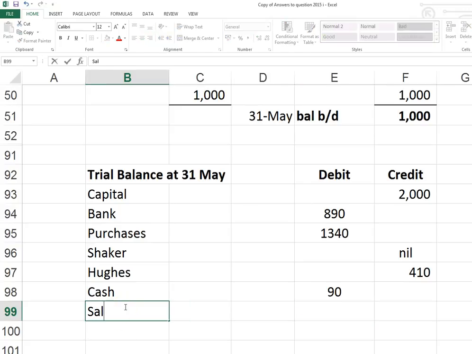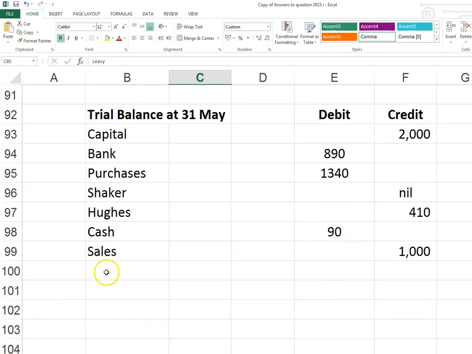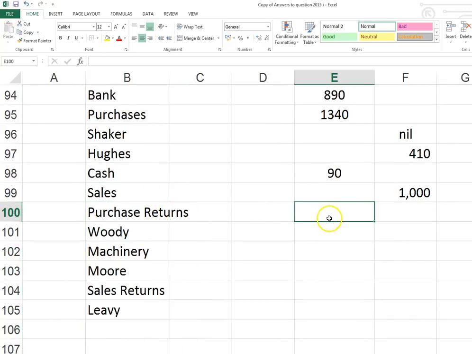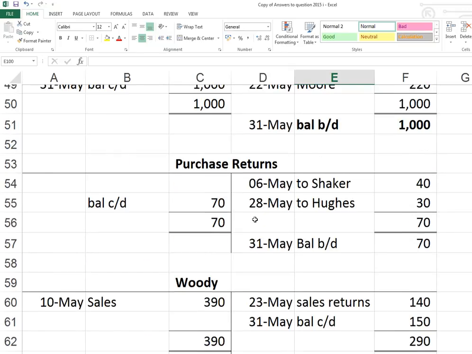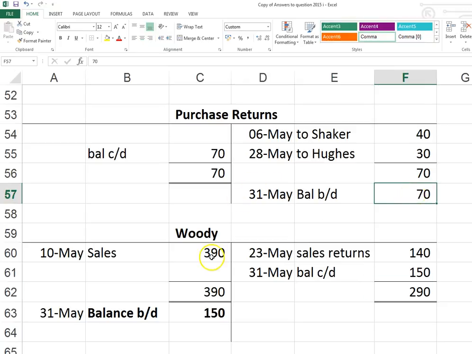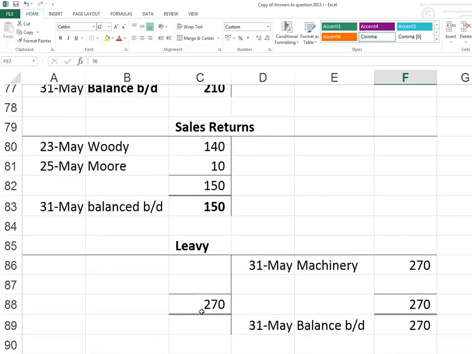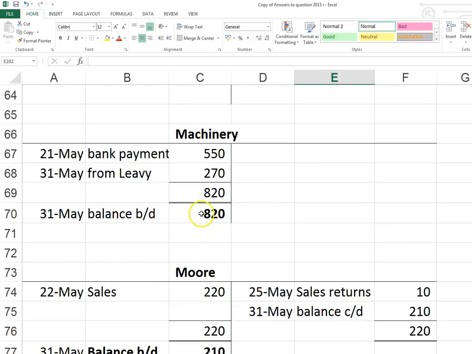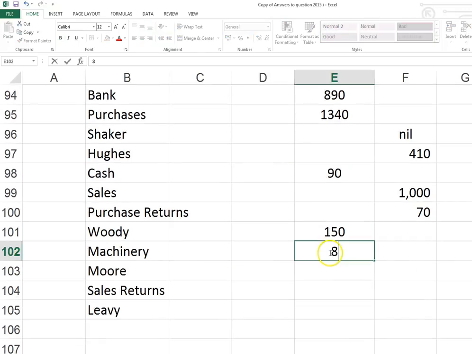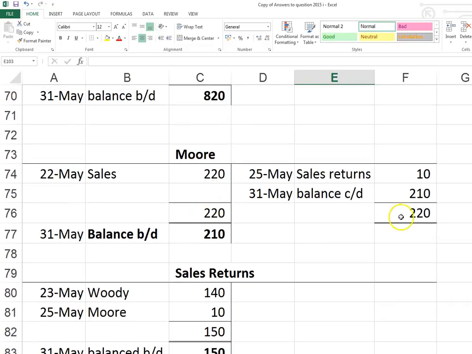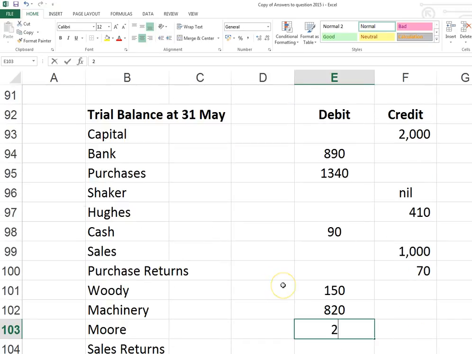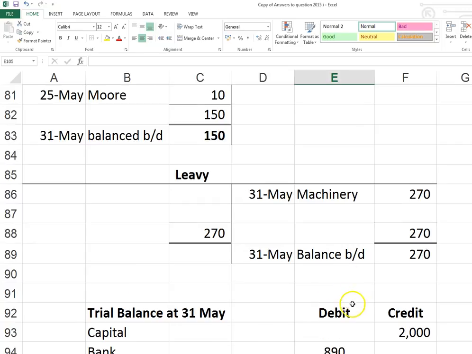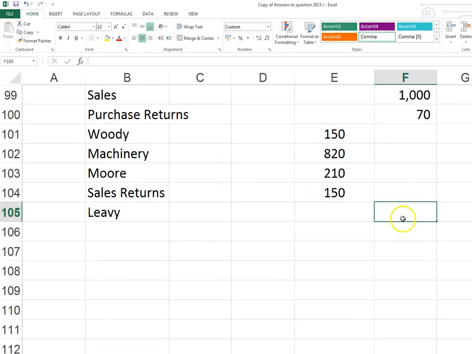So we just enter the other accounts in, each T account, and then we put the balance brought down. Purchase returns was 70 on the credit side, and Woody was 150 on the debit. So 70 and 150. Machinery, 820 balance brought down on the debit side. Moore is next, 210 on the debit side. Sales returns 150 on the debit side. Levy 270 on the credit side.